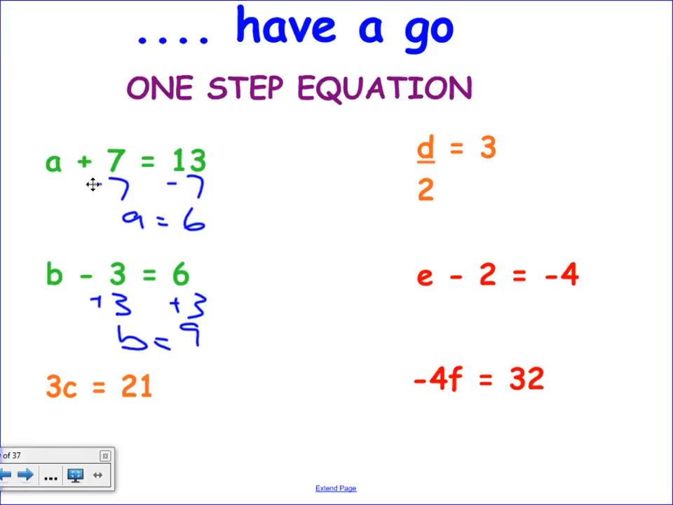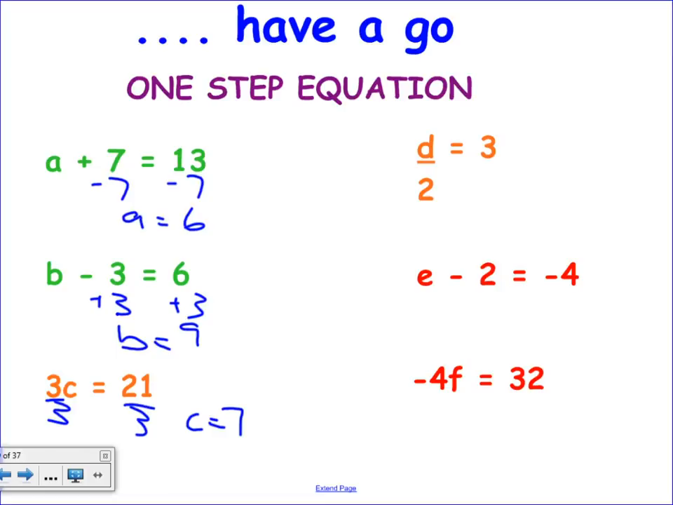This one, 3c equals 21. So 3c means 3 times c. So what's the opposite of multiplying something by 3? Divide by 3. If I divide one side by 3, I need to divide the other side by 3. So c is equal to 7. Shout if you're not getting these or I'm losing the plot.